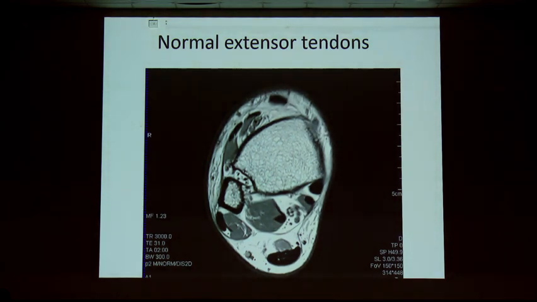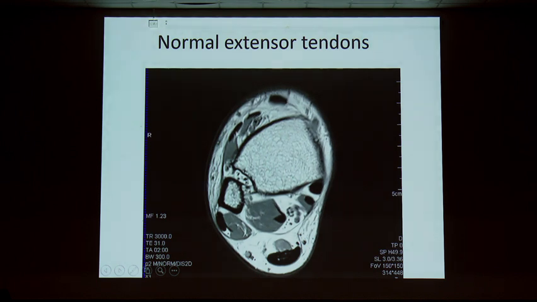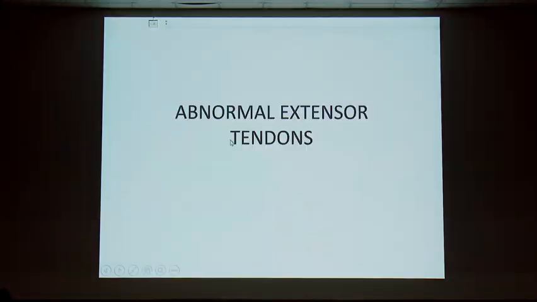And coming to normal, this is extensor anterior tendon. So you can see the anterior compartment. This is TA, EHL, EDL, and this is peroneus tertius. There are 4 tendons there.